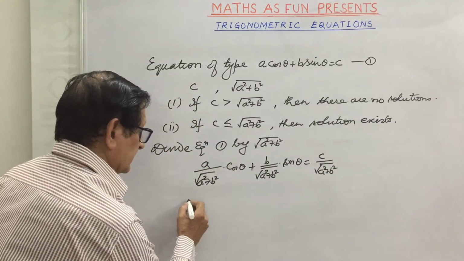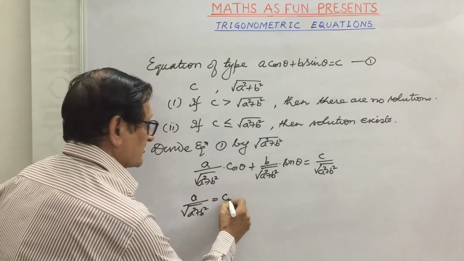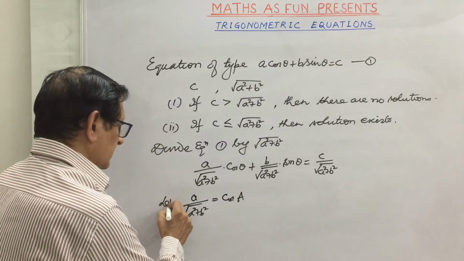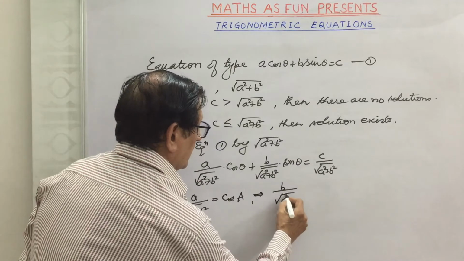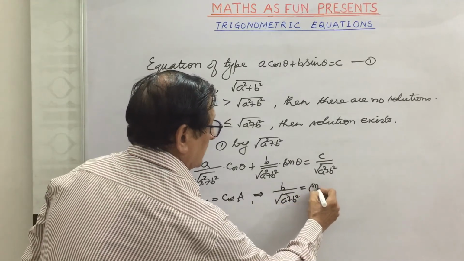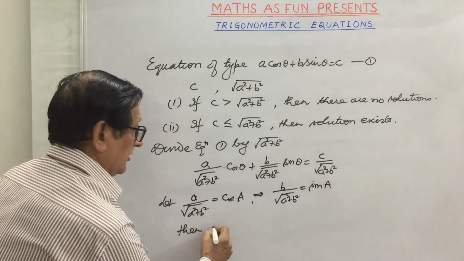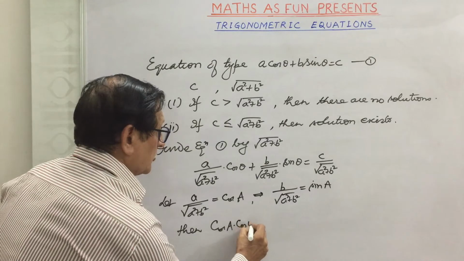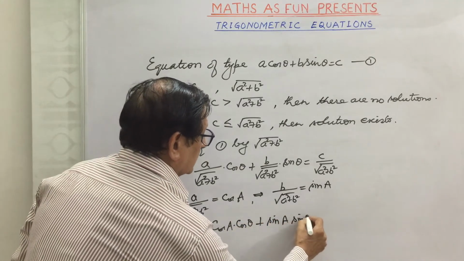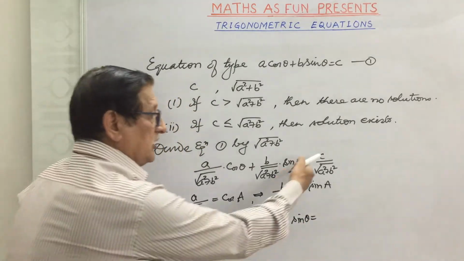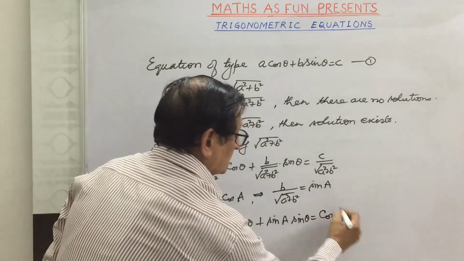Now if we consider a upon root of a square plus b square as cos alpha, then automatically b upon root of a square plus b square will be equal to sin alpha. And then the equation will become cos alpha into cos theta plus sin alpha into sin theta equal to c upon root of a square plus b square, which can be considered to be cos phi.